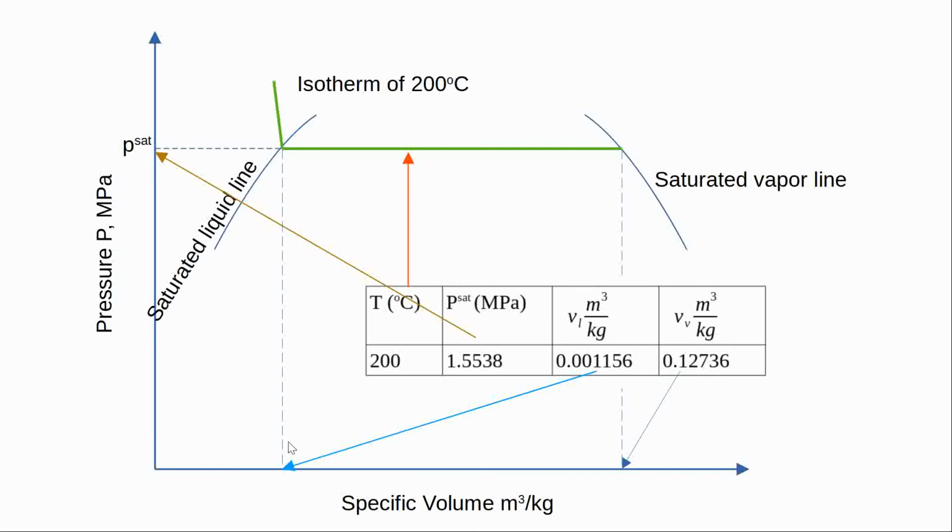VL is the specific volume of the liquid water at the saturated liquid line, or we can say it is the volume of saturated water liquid, and VV is the volume of the saturated vapor of water. As we can see here, the difference between the saturated liquid volume and the saturated vapor volume is extremely high.